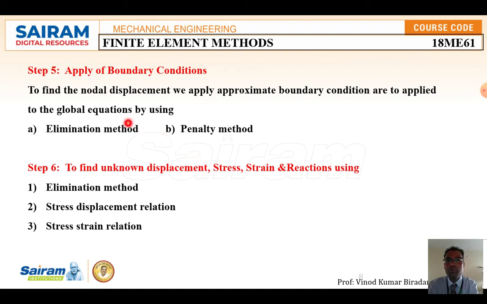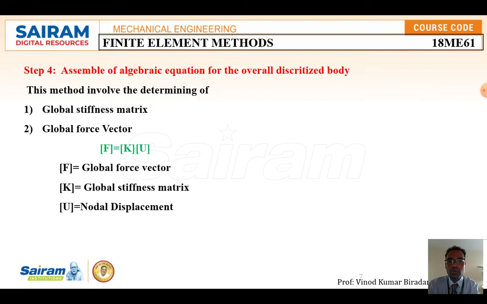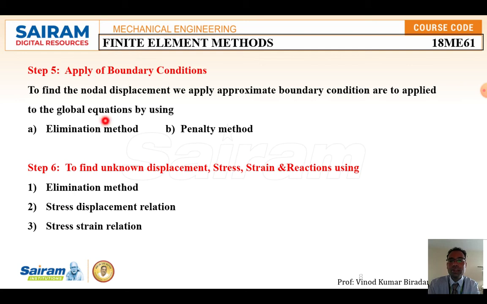then you need to use two techniques, and then you apply the boundary condition. To find the nodal displacement we have to apply the appropriate boundary condition to the global equation. To calculate the global stiffness equation, you have to apply boundary conditions using two techniques: one is the elimination method and the other is the penalty method. The elimination method means we eliminate and rearrange that particular problem, and in the penalty method we add some values to the particular matrix and rearrange that, and you are going to get the solution.